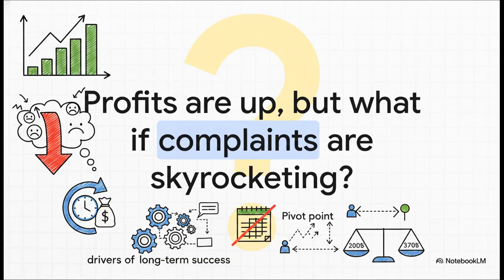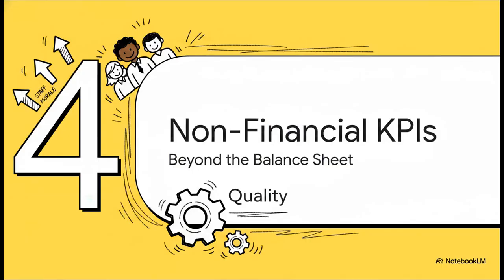Because here's the dirty little secret. Financial ratios can easily be manipulated through accounting policies. And, more importantly, they are inherently backward-looking. They often completely ignore the actual, real-world drivers of long-term business success. Which brings us to Section 4, Non-Financial Performance Indicators Beyond the Balance Sheet.